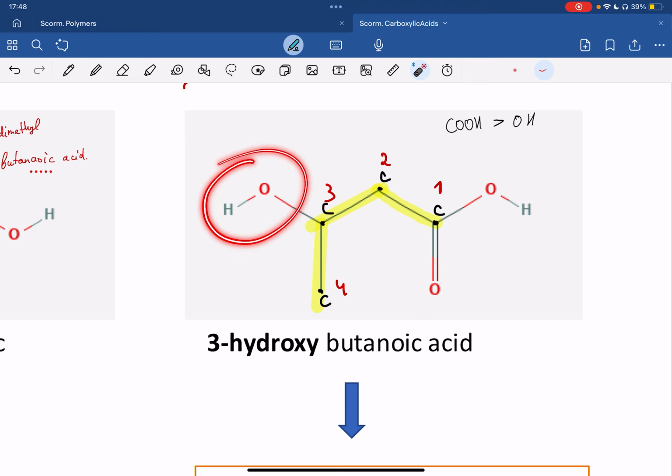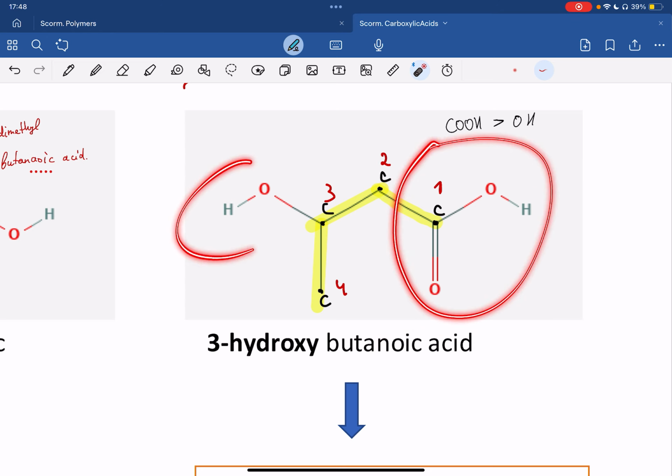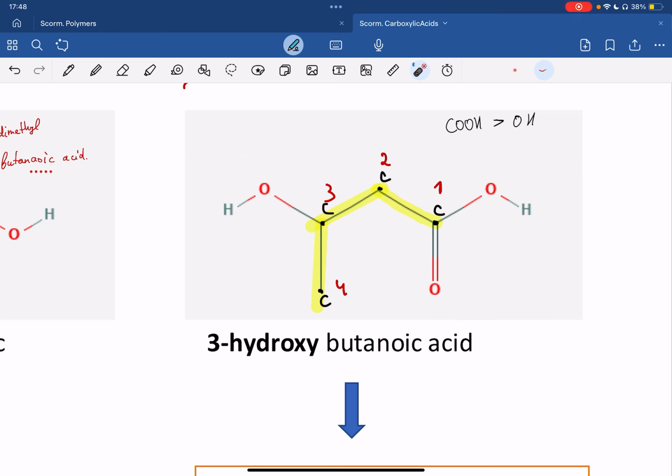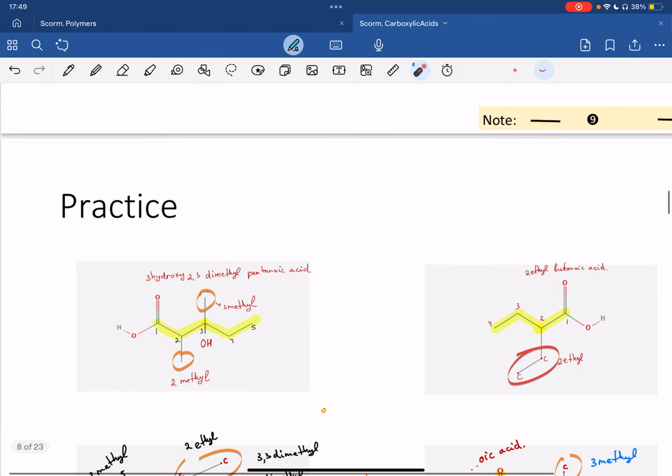And whenever we have a hydroxyl group, because butanoic acid is the stem name and this is an acid, we have to take it as a branch. So it's this hydroxy branch. Remember, this is not hydroxyl. Hydroxyl is the name of OH, but whenever it's a branch, we have to omit this L, so it will be 3-hydroxybutanoic acid. Always remember, carboxylic acids are given the highest nomenclature priority.